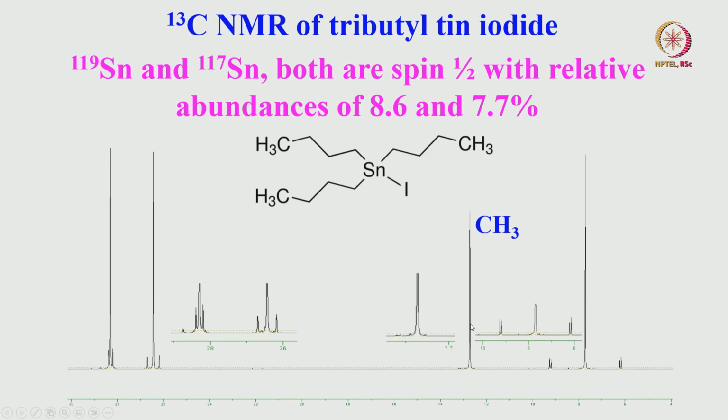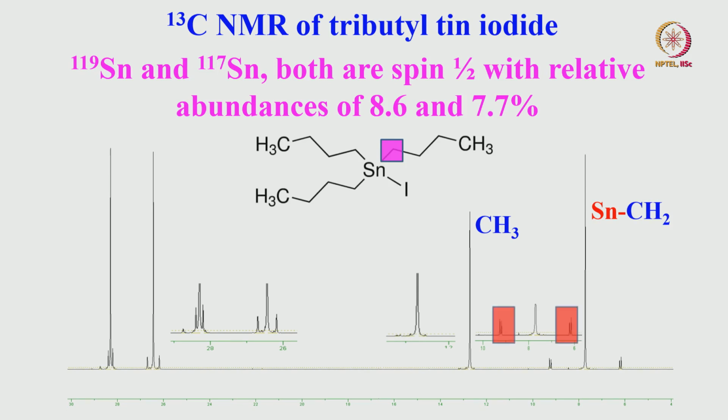So that means it is not decoupled, I mean it is coupled. There is a multiplicity which, if you expand, you can see; it is not shown here. So this is the CH3 carbon, we know that one. And of course next is this one, the CH2 carbon attached to tin, directly bonded to tin.